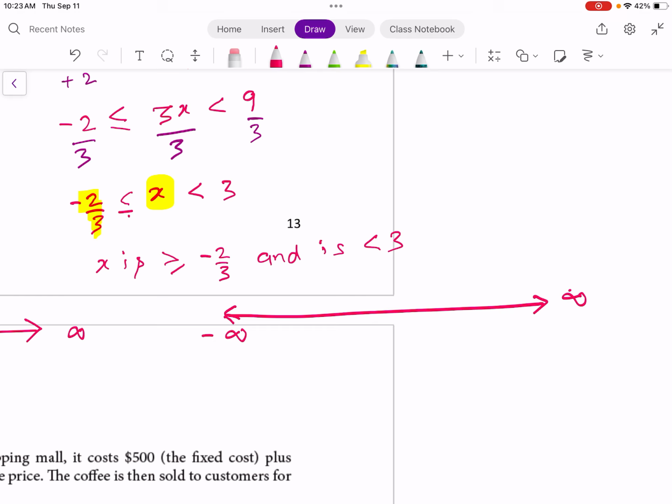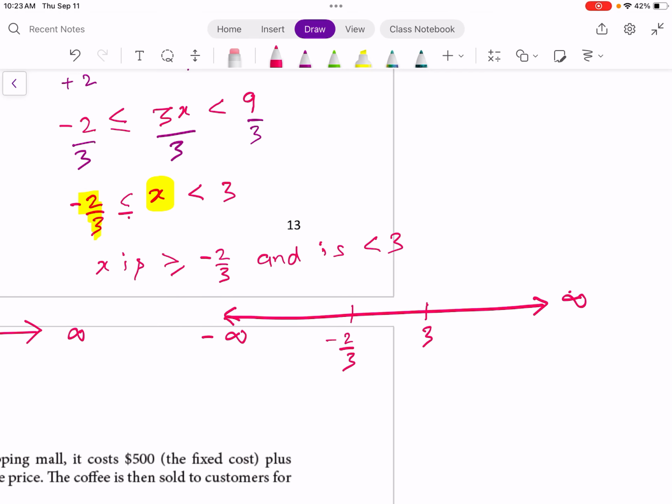So negative 2 over 3 is on the left and positive 3 is on the right. Do you all agree? On the number line, we go from small numbers to big numbers. Now, is negative 2 over 3 a solution for this inequality? How do we know that? It is a solution. You see this equals to sign here, so along with negative 2 over 3 there is an equals to sign. It means negative 2 over 3 is a solution.